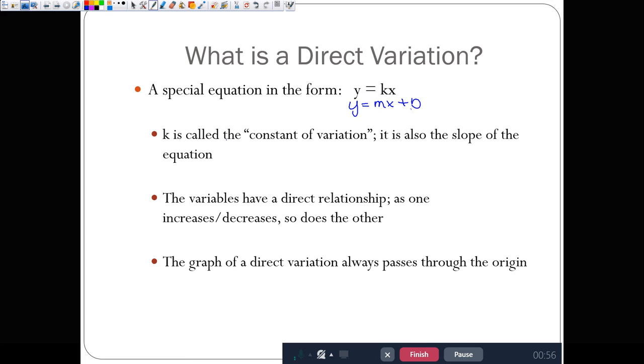In a direct variation equation, as one increases, the other increases. So as x increases, y increases. As x decreases, y decreases. Okay, they have a direct relationship to each other.